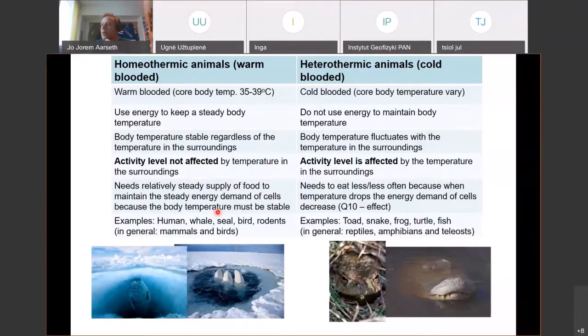So that means that the homothermic animals need a relatively steady supply of food to maintain this production of heat, which they need. But the heterothermic do not need that. They can eat less and don't need to eat as much if they have low temperature and are not active. Examples of homothermic animals: human, whale, seal, bird, rodents, in general mammals and birds. And heterothermic, in general reptiles, amphibians, and teleosts, which is fish.